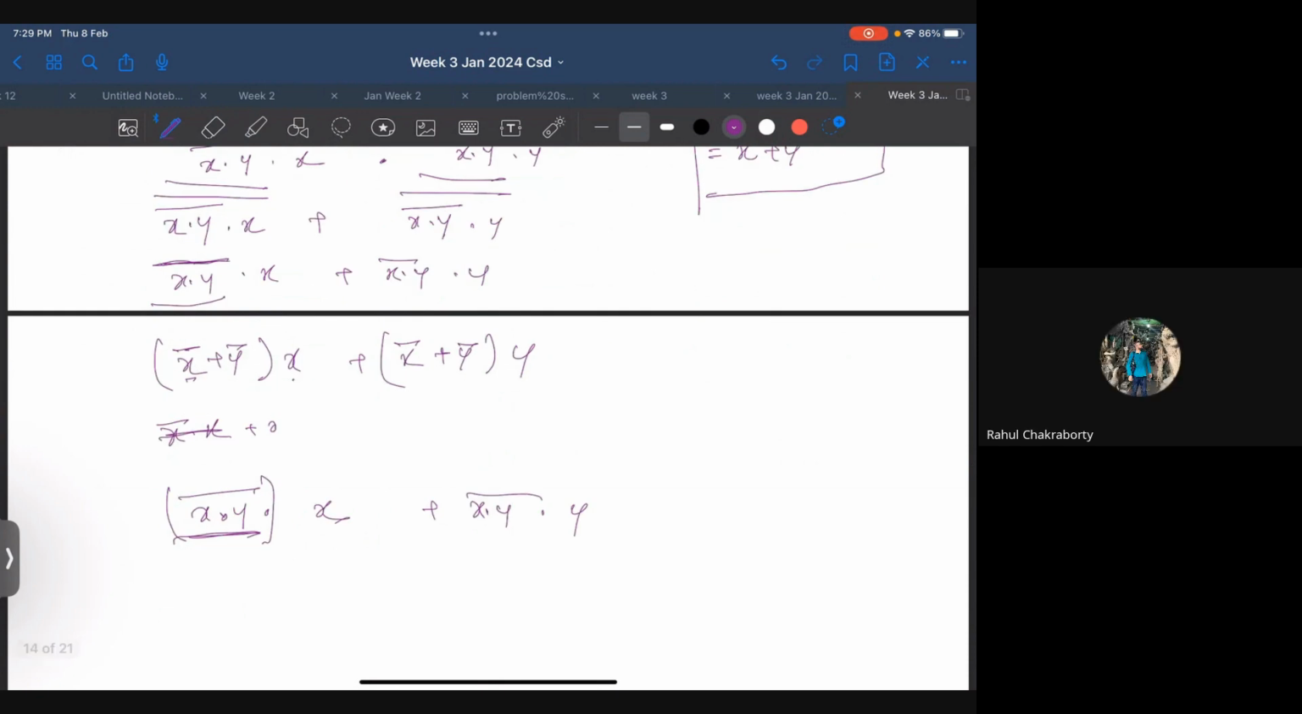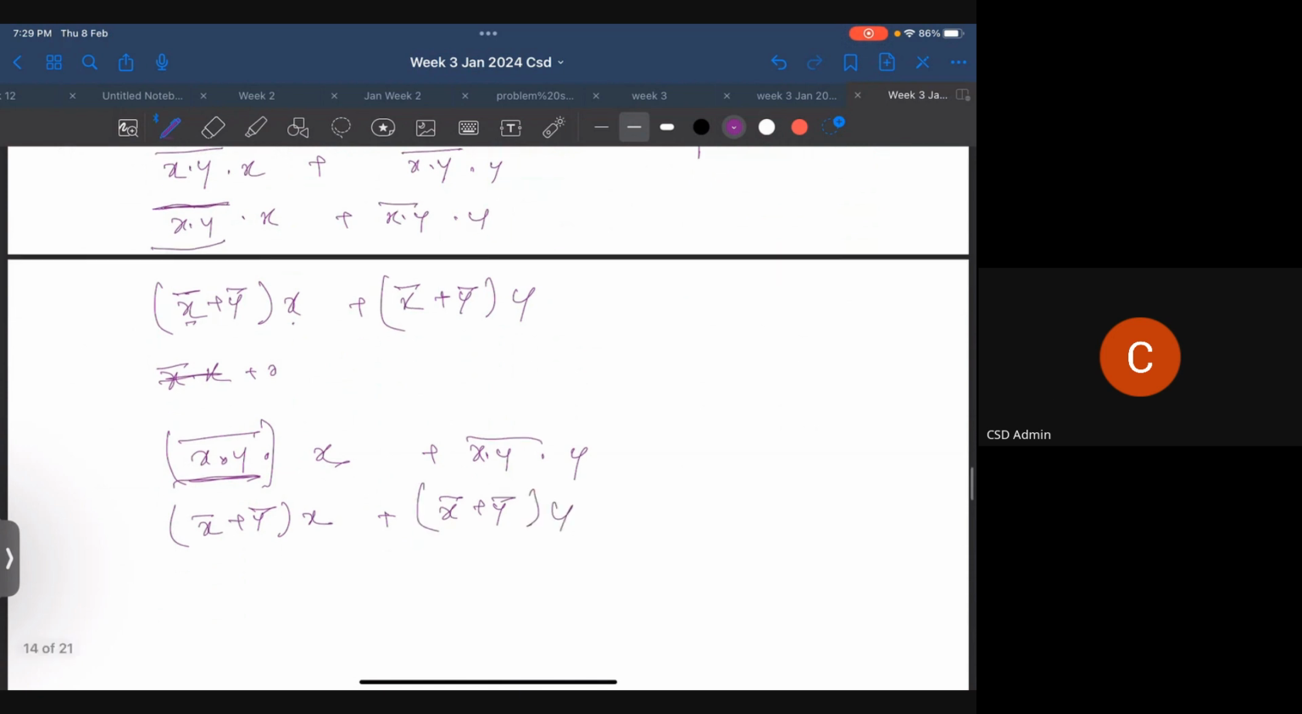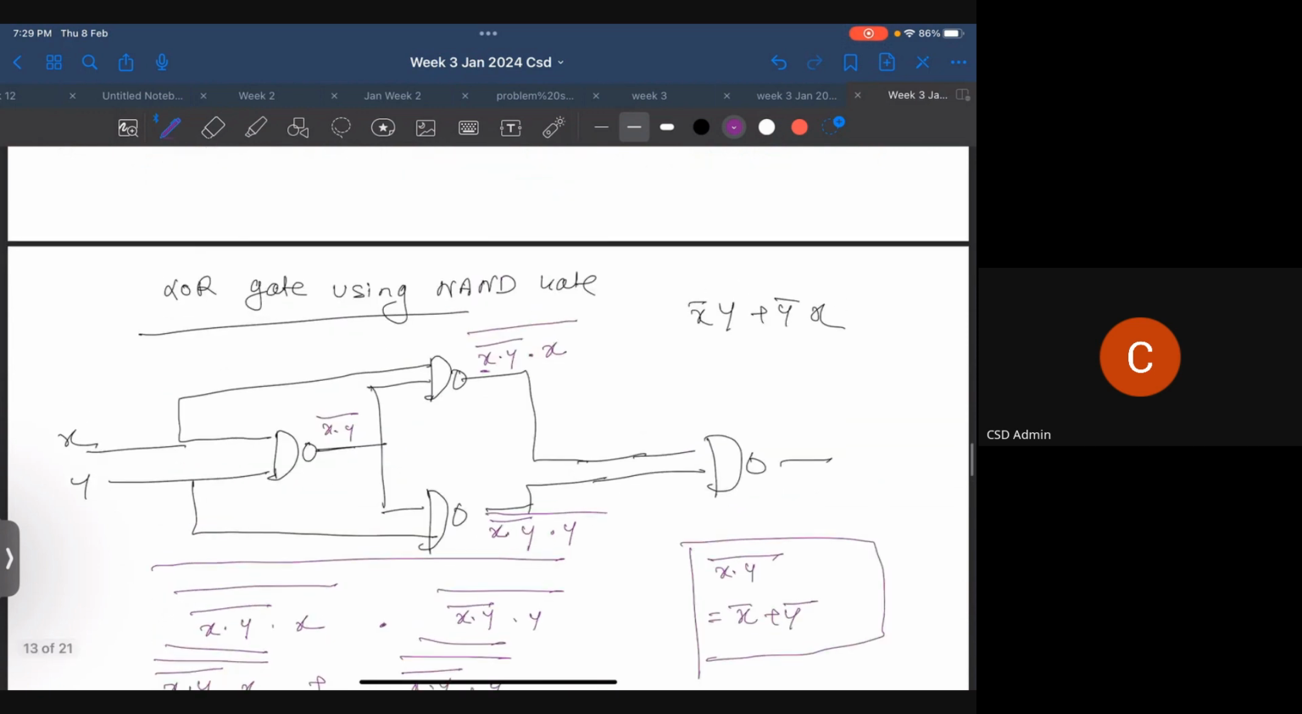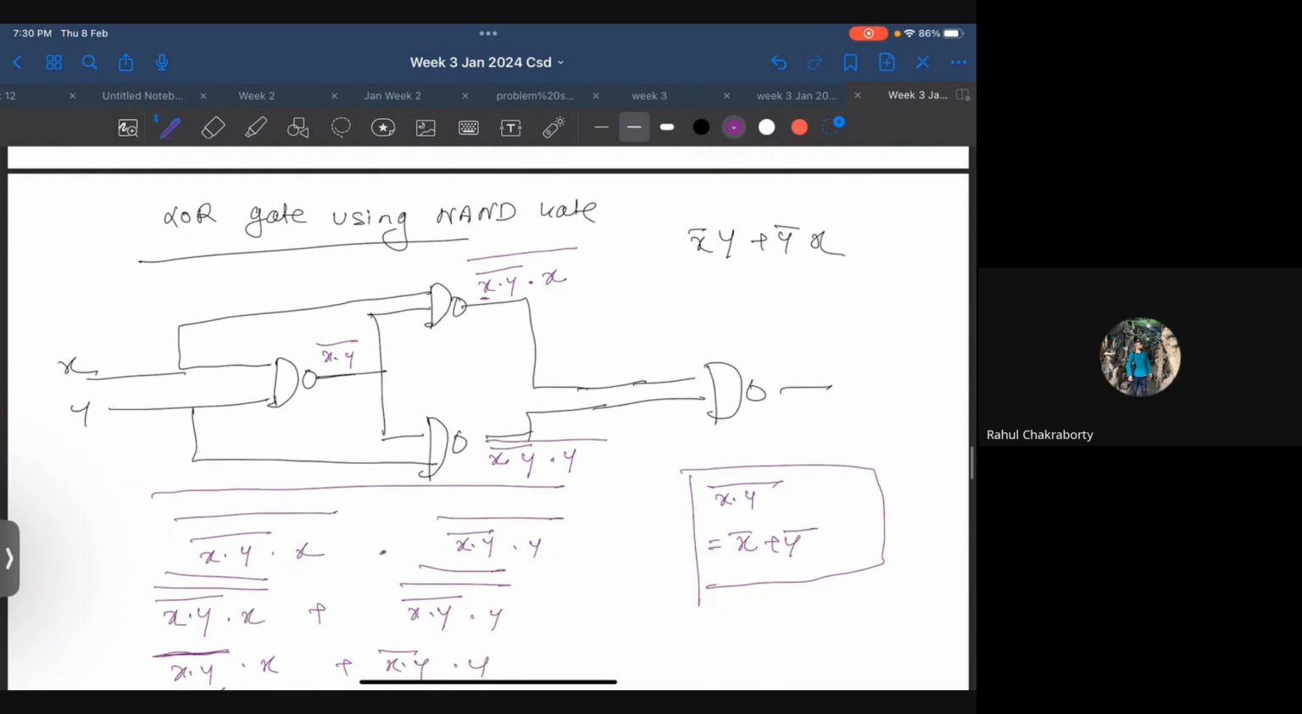So it will be X bar plus Y bar, then X plus X bar plus Y bar, then Y. Now you can simplify. We know that X bar dot X will be 0. We'll get Y bar X plus X bar Y, and Y bar Y will be cancelled. So how many NAND gates are required? It will be 4: 1, 2, 3, 4.